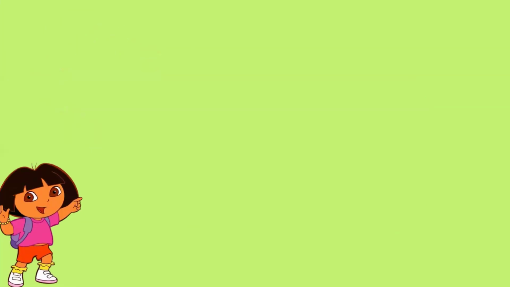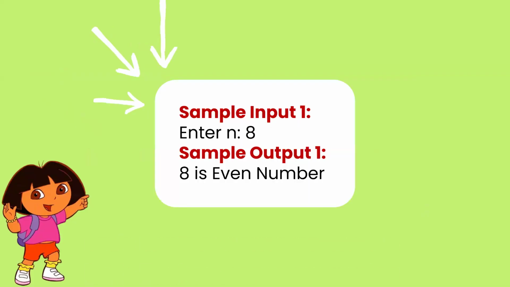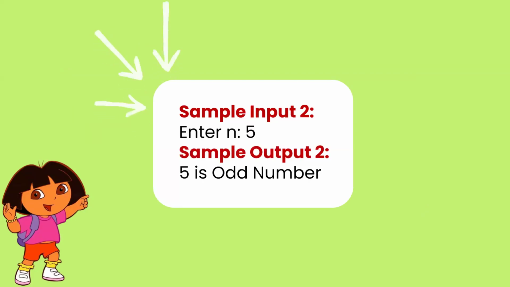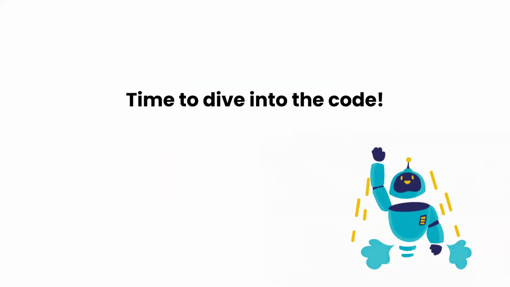In sample example one, as you can all see here, we have the sample input 8, and 8 is an even number. We should get the output in that manner. In sample input 2, they have entered 5. We have to print 5 is an odd number. So if they give even number, we need to display it as even. If they give odd number, we need to display it as odd. As simple as that. Now, let's talk about the code. Okay, let's see.